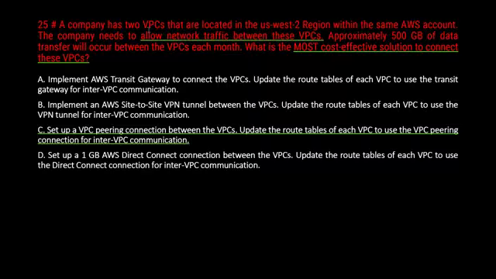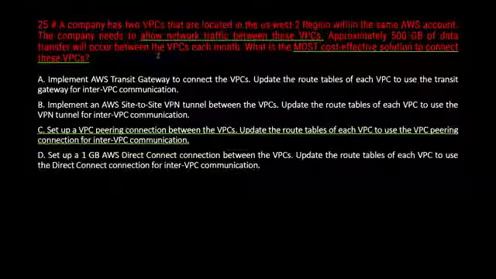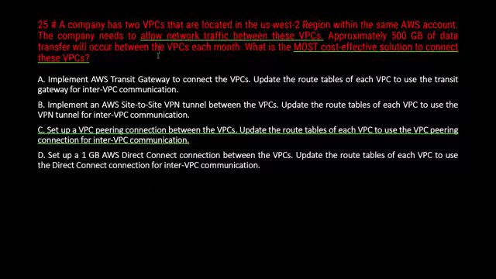Remember, if it says between just two VPCs, go for VPC peering. If it says multiple VPCs, go for transit gateway. Okay, do you remember that? If it is asking you to transfer data between two VPCs, go for VPC peering. If it says multiple VPCs, then go for transit gateway. In here, even transit gateway is the right answer, but it is not cost effective. Okay, you just need to remember that.